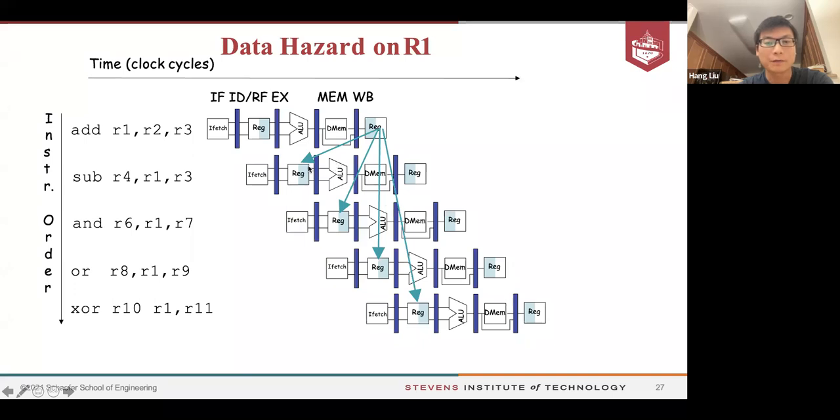Clearly, when we're trying to fetch the value from the register file, because it's not yet updated by the write back, then this value would be stale. So we basically have to wait until the first instruction is finished.